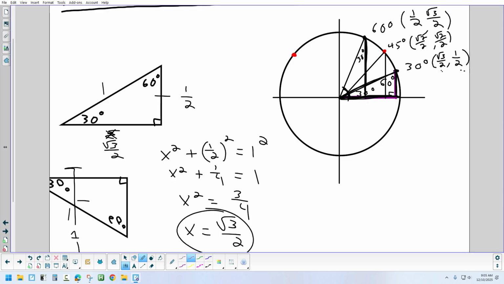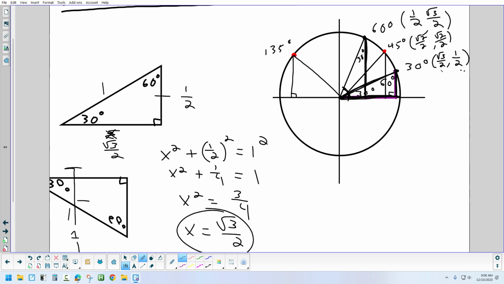Let's say I reflect that red dot over the y-axis. What angle would this represent over here? Yeah, 135. That's 135. And if we make a triangle out of it, we should be able to figure out the coordinate for 135. Does 135 degrees have something to do with one of the 30 and 60 triangles, or does it have something to do with the 45 triangle? Right, it has to do with the 45 triangle.